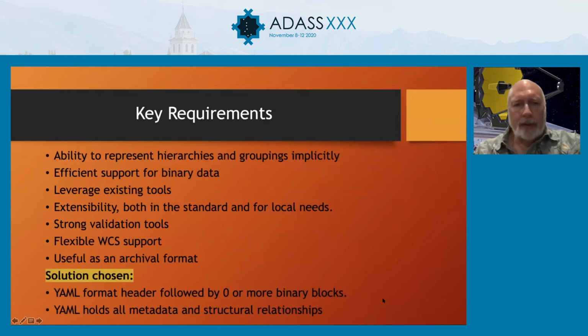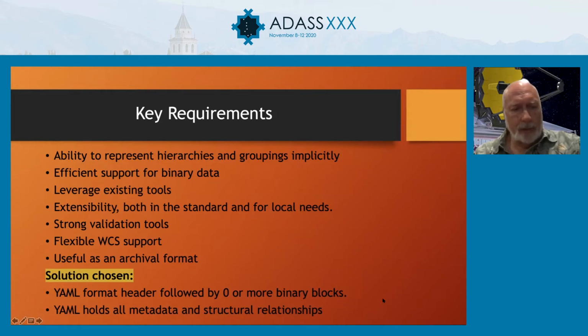One of the things that we found annoying is not being able to represent hierarchies and groupings in a simple way, and not relying on conventions to indicate this belongs with that and all that. A lot of those things should be basically implicit in the data structure that you're working with. On the other hand, it still has to be useful for binary data, and that's an important detail. It's also important that it leverage a lot of existing tools. We don't want to reinvent the universe here.